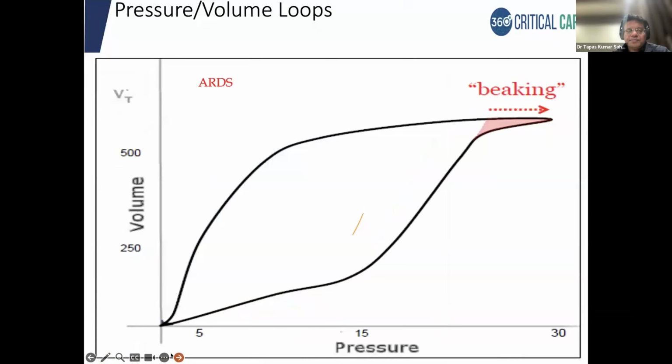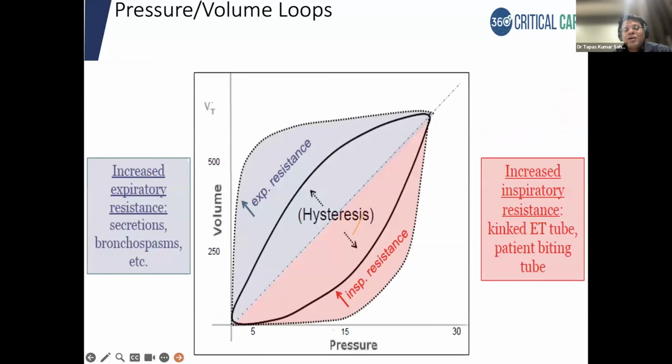Clear? Now just think about if there is beaking happening, just like a bird's beak. That means you are actually over inflating beyond the tidal volume that you have set. So that means you are actually doing some harm to the patient rather than any benefit. So you have to take care of low tidal volume so that there would not be volume trauma or barotrauma.